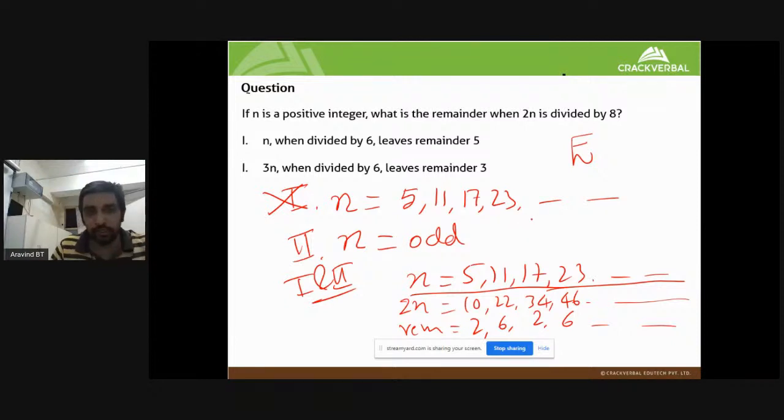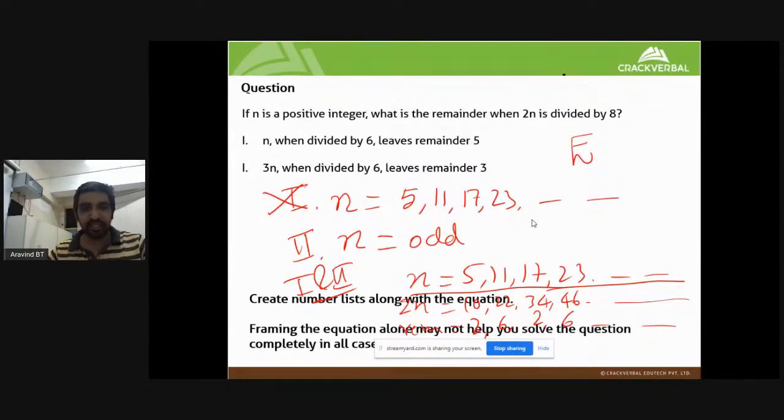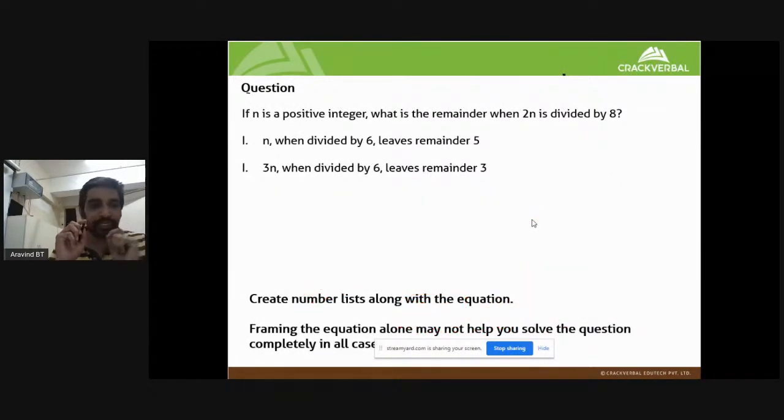Right? I hope this is clear to all of you. I hope you're also clear about the fact that you will have to create number lists and not depend on the equation alone all the time. There are some questions like the previous one where the equations alone are sufficient, but in this question, you'll have to plug in values along with the equation.